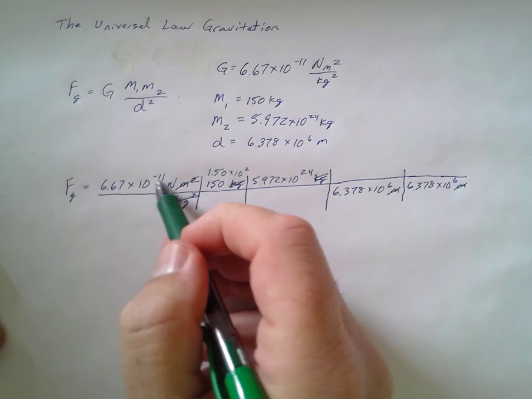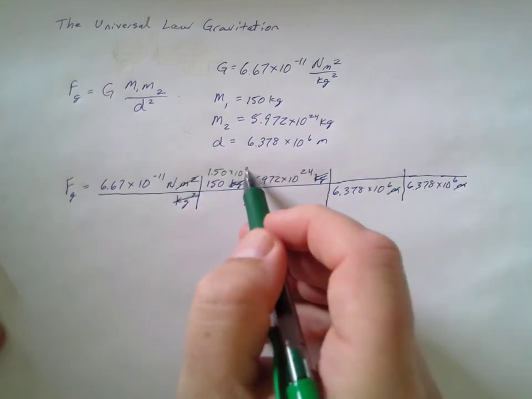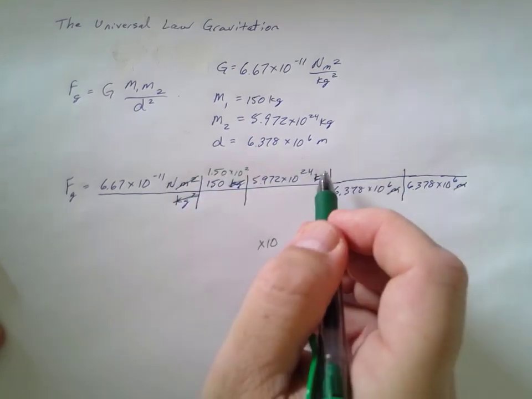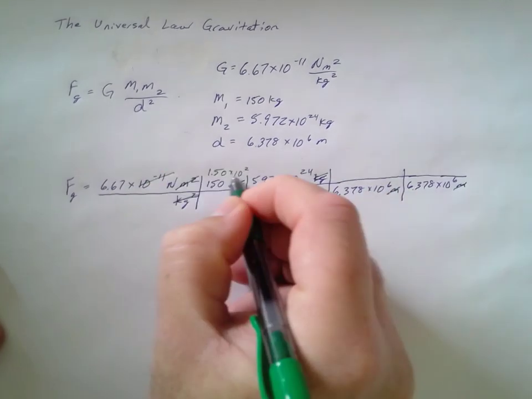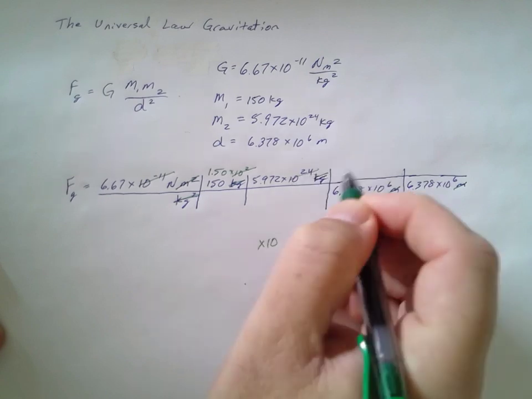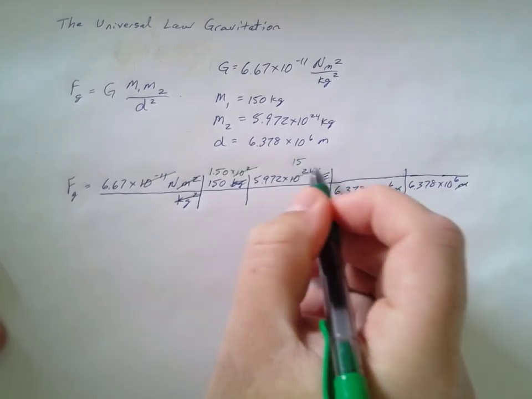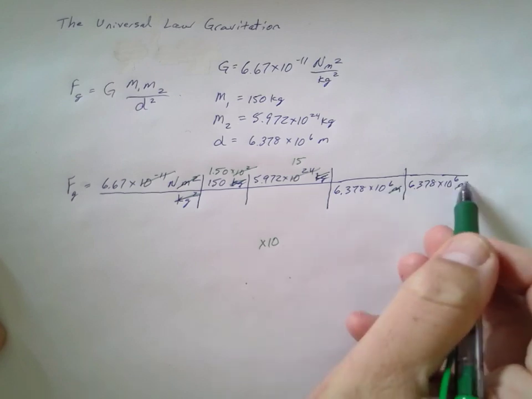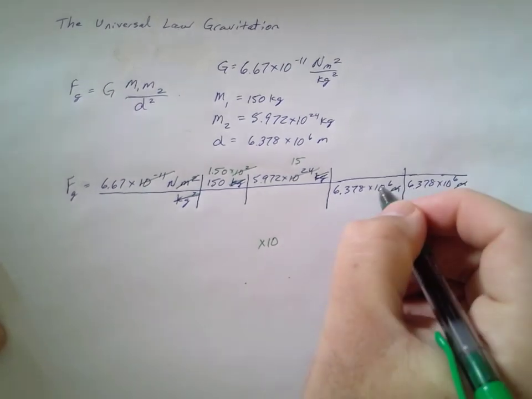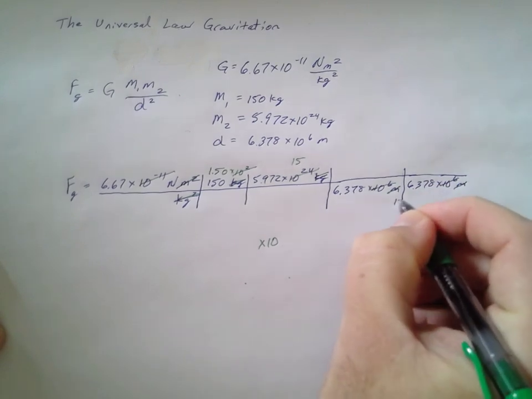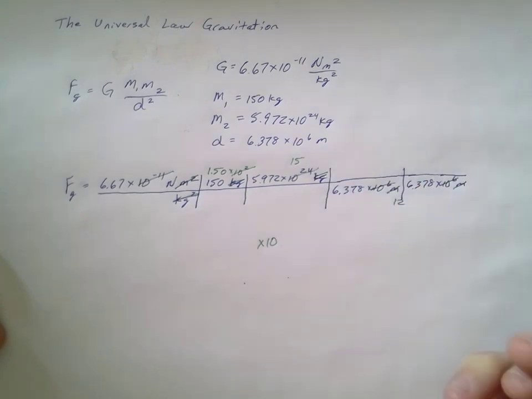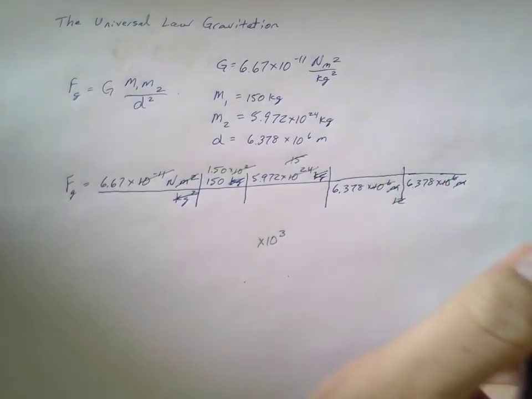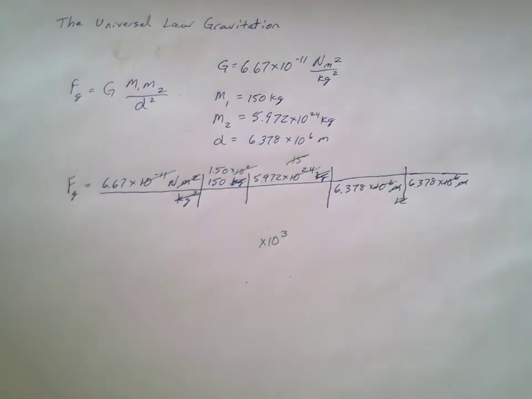So this is 10 to the negative 11, and I'm going to add negative 11 to 2 and to 24. Well, 2 and 24 make 26, and 26 minus 11 makes 15. So I've got 10 to the 15 up here. Down in the bottom, I've got 10 to the 6 and 10 to the 6, so 6 plus 6 is 12. Since I'm dividing, I subtract: 15 minus 12 is 3. So I've got 10 to the 3, and I'm going to cross those off so I know not to use them again.